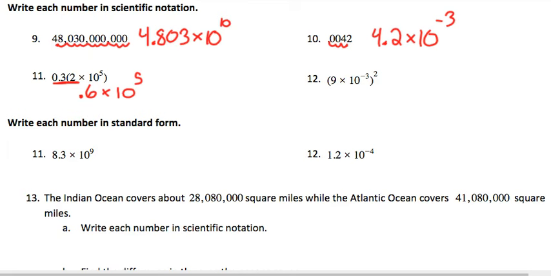But there's a dilemma here, okay? The dilemma being that that number is no longer between 1 and 10, okay? 0.6 is too small. So really it needs to become 6 times 10 to some power, okay? I need to move that decimal over 1.